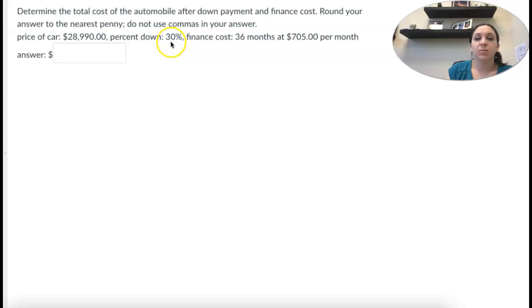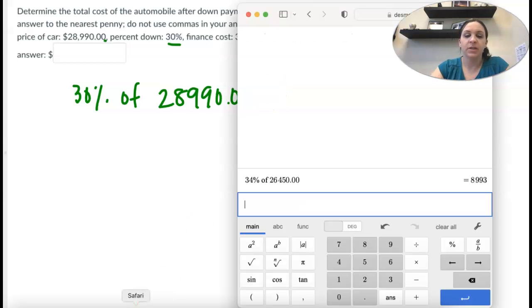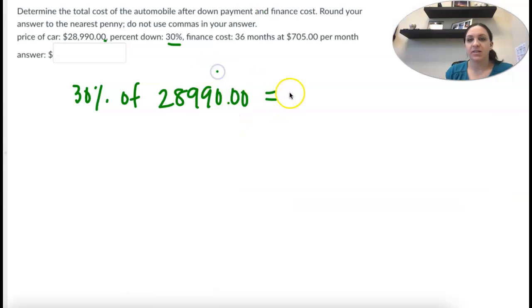So 30% down. So we want 30% of the total cost. That's the cash that you bring when you buy a car. So 30% of 28990, $8,697.